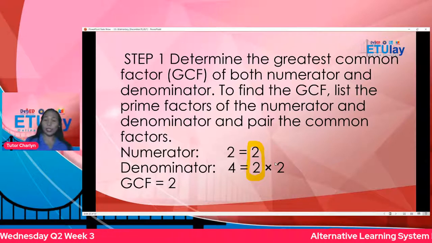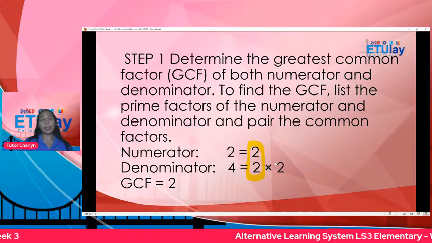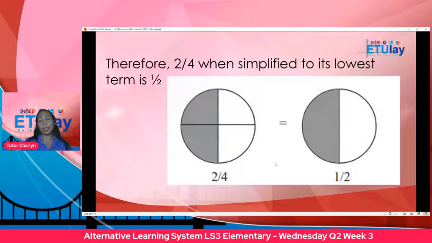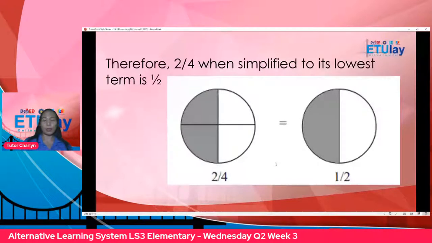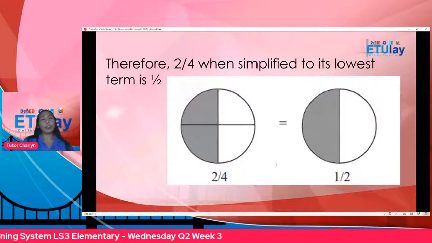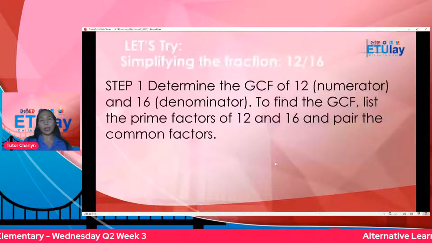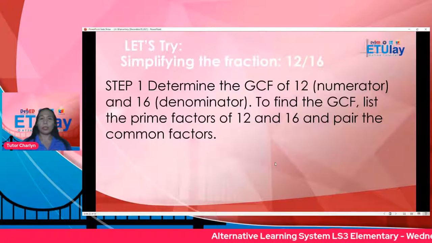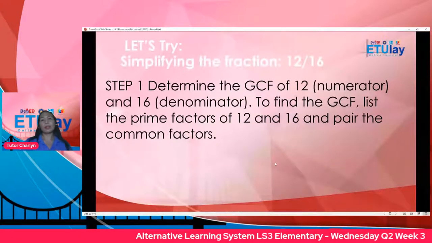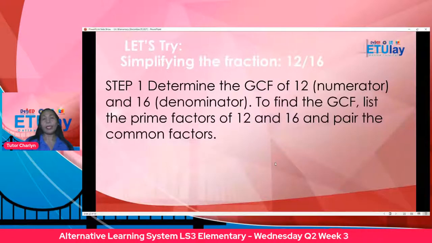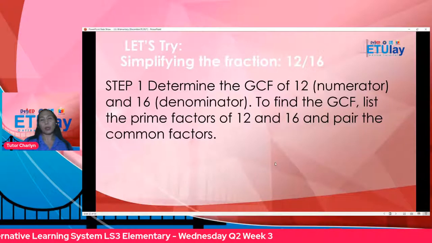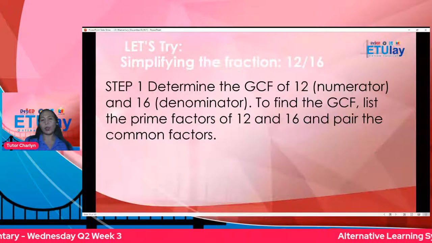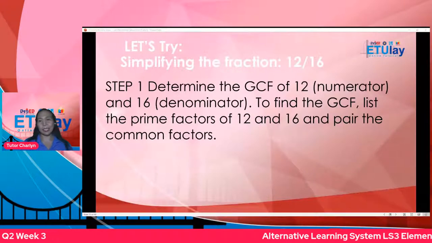Try to look at the illustration. Okay, ito divided into 4, then 2 out of 4, kalahati po. Sa isa, hinati lang po siya, same lang po yung ibig sabihin. So, simplifying the fraction. Okay, 12 over 16. Ano kaya ang simplest form nito? First, you are to determine the GCF of 12 and 16. Ano po sa palagay niyo ang greatest common factor ni 12 at saka ni 16?